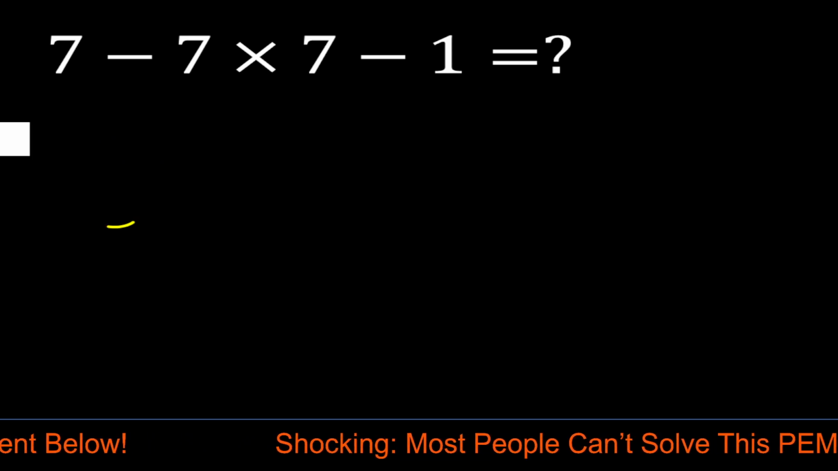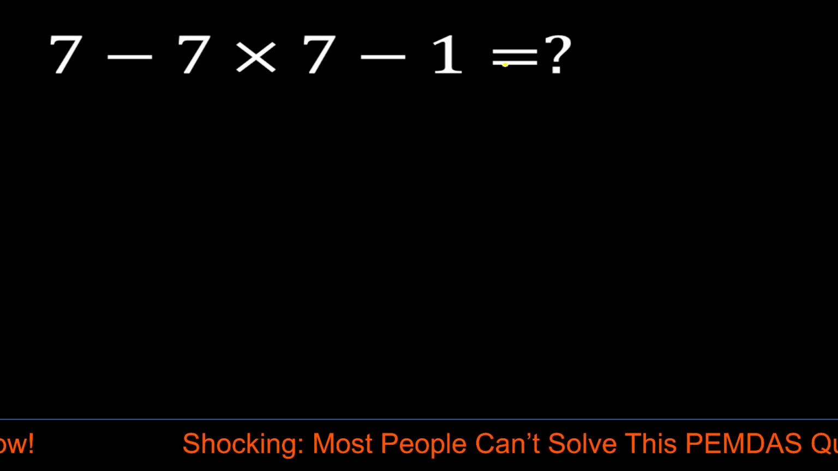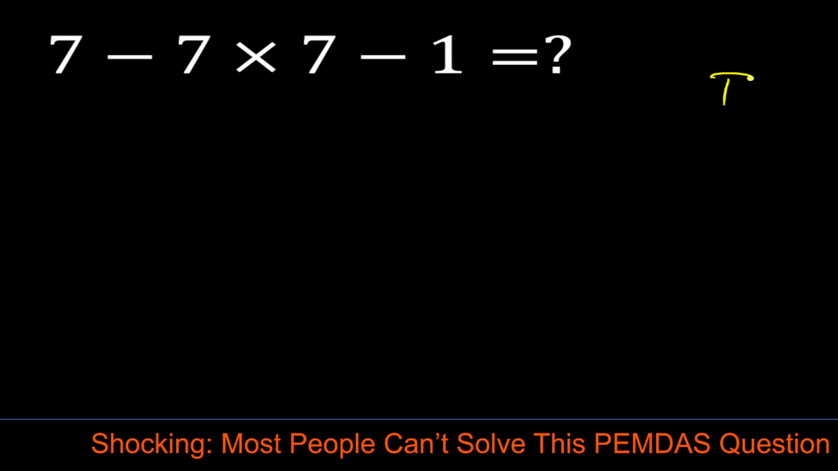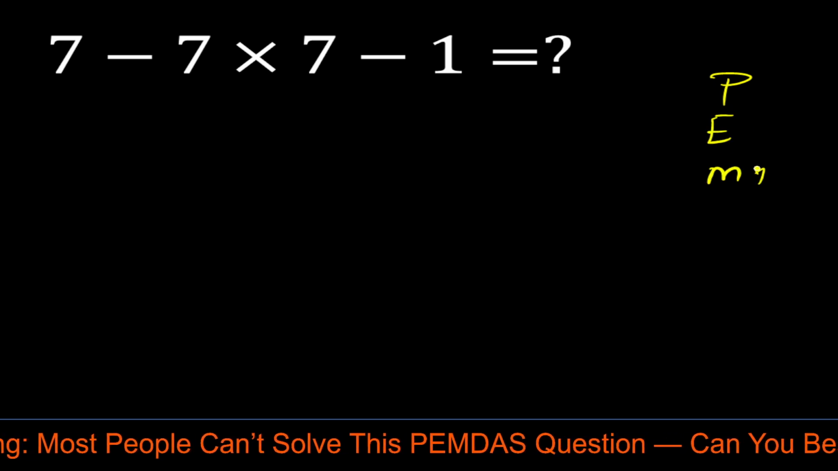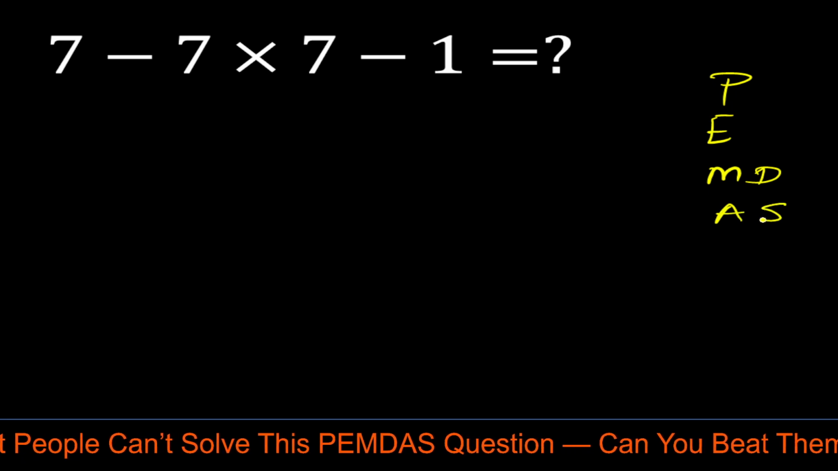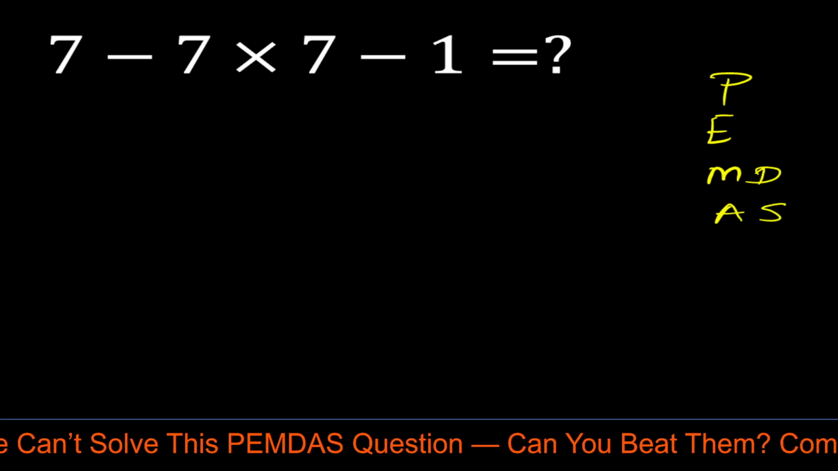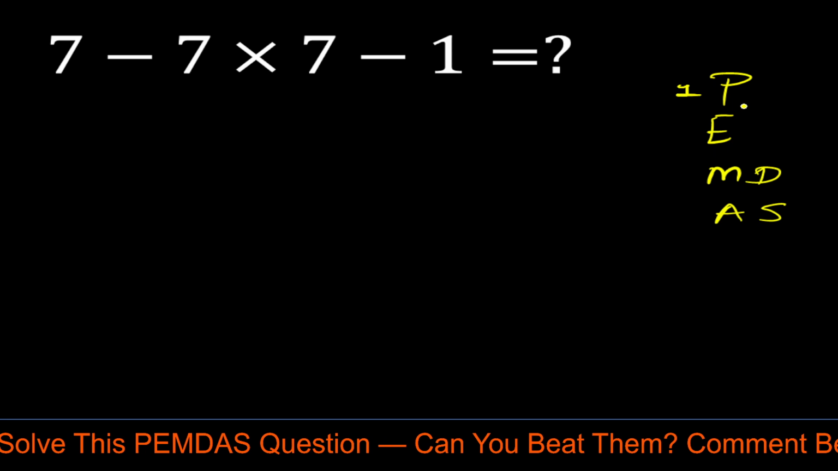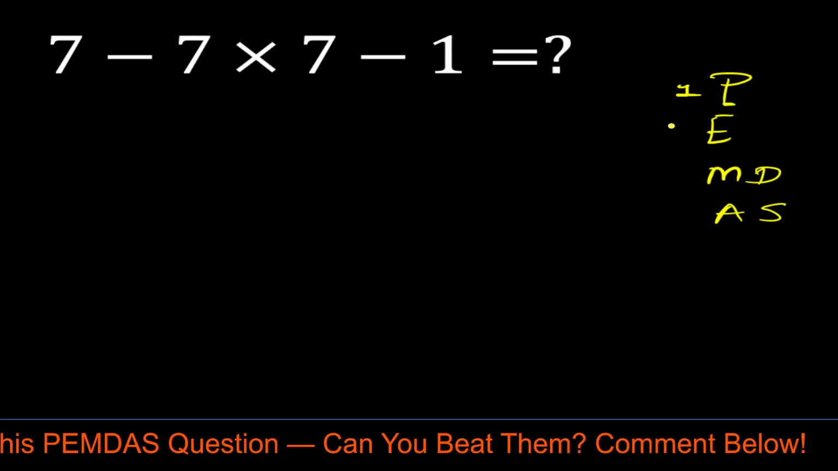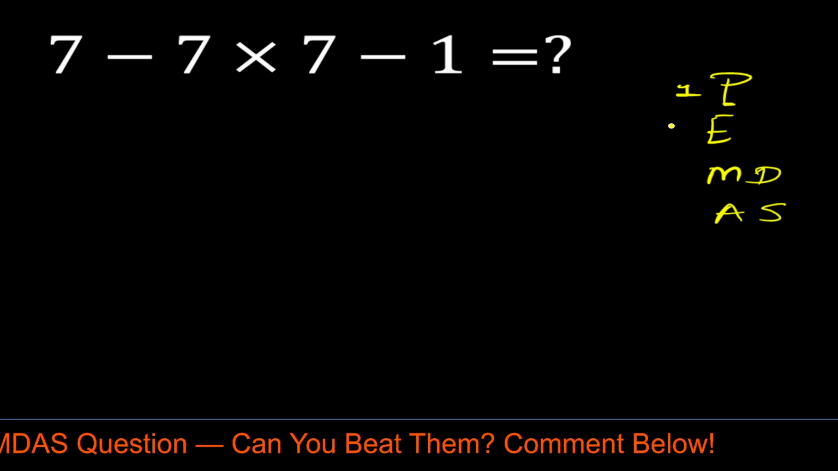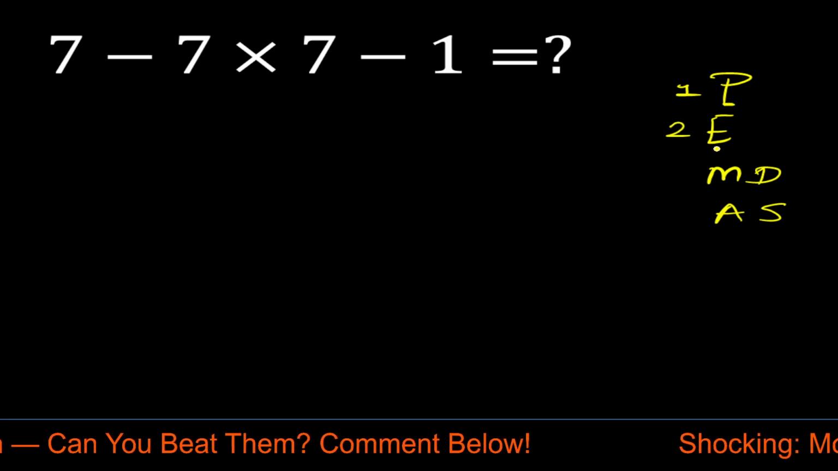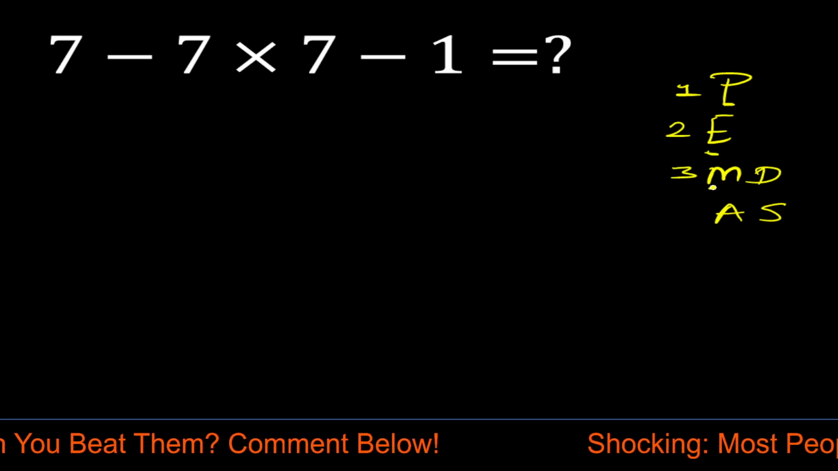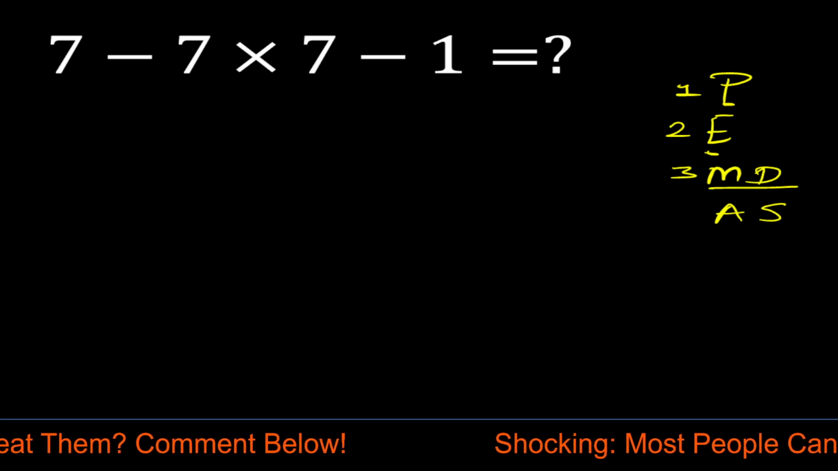So now let's solve this problem correctly by using a PEMDAS rule, right? So PEMDAS, P-E-M-D-A-S. According to PEMDAS rule, first priority is parentheses, then second priority is exponents, then third priority is multiplication and division.